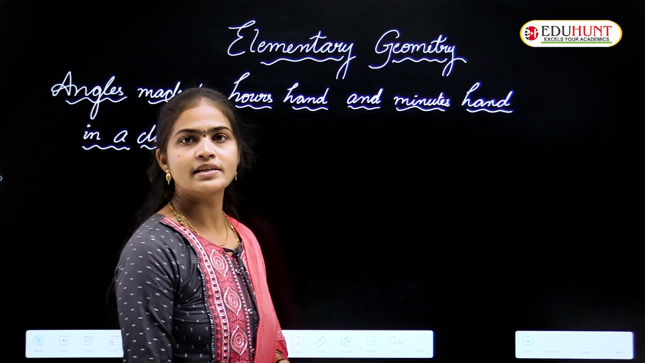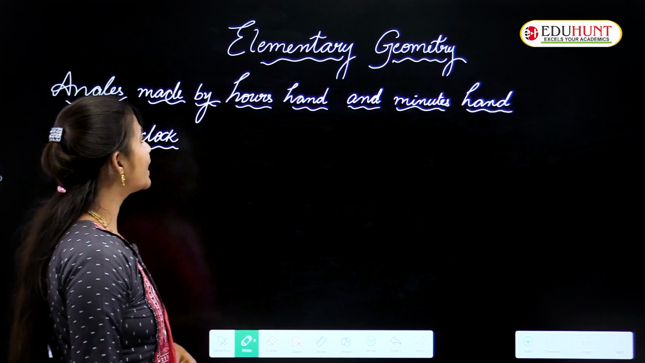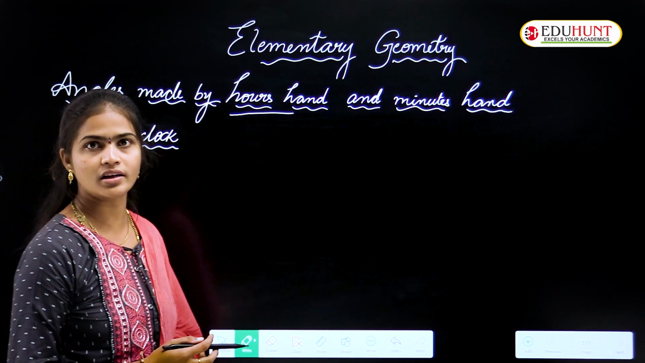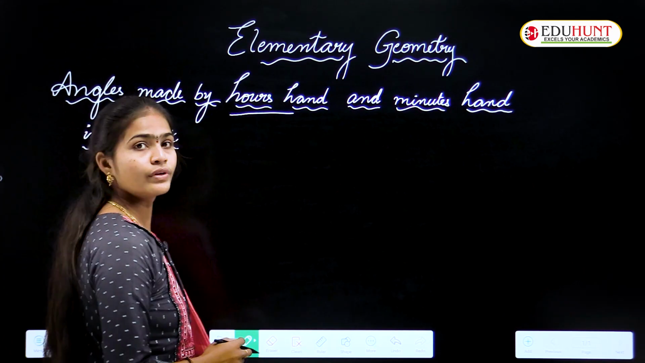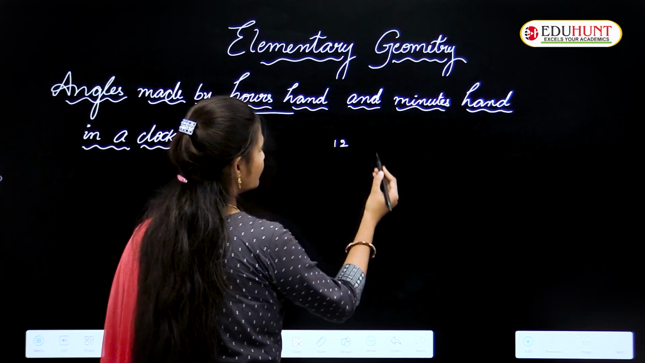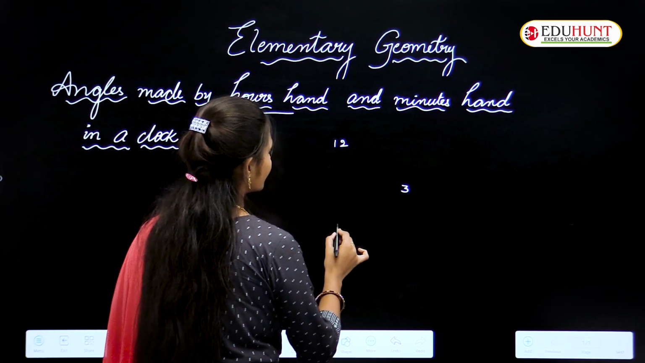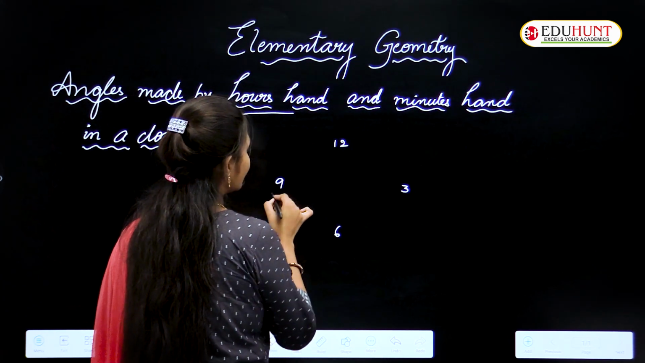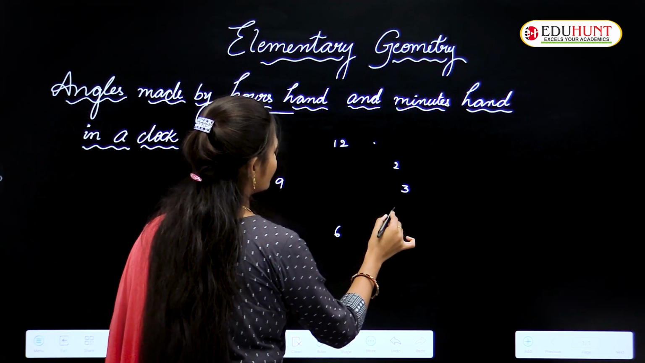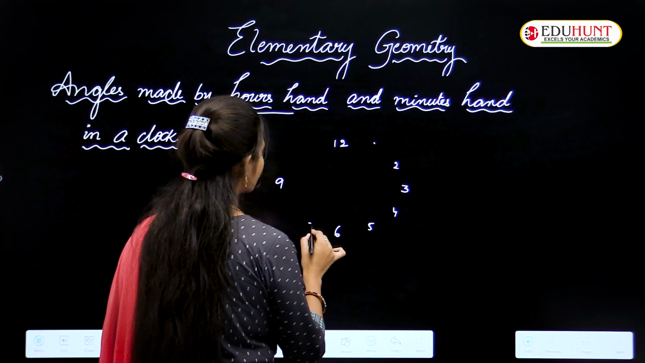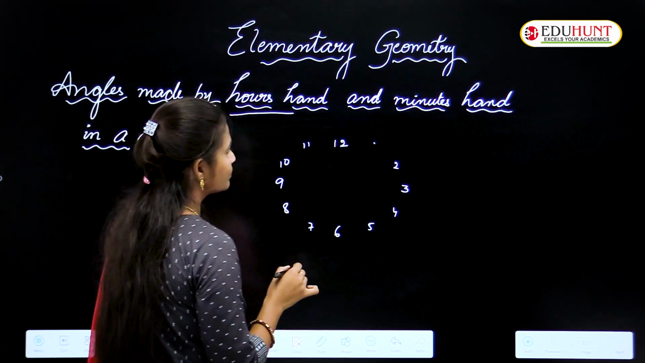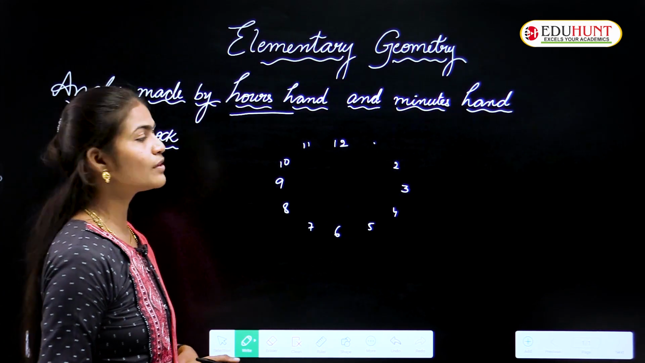Next, we are going to discuss the angles made by the hours hand and minutes hand of a clock. Okay, so we know that clock, right? In a clock we can observe 12 here, 3, 6 and 9. Then 1, 2, 4, 5, 7, 8, 10 and 11. So we can observe these numbers in a clock, right?